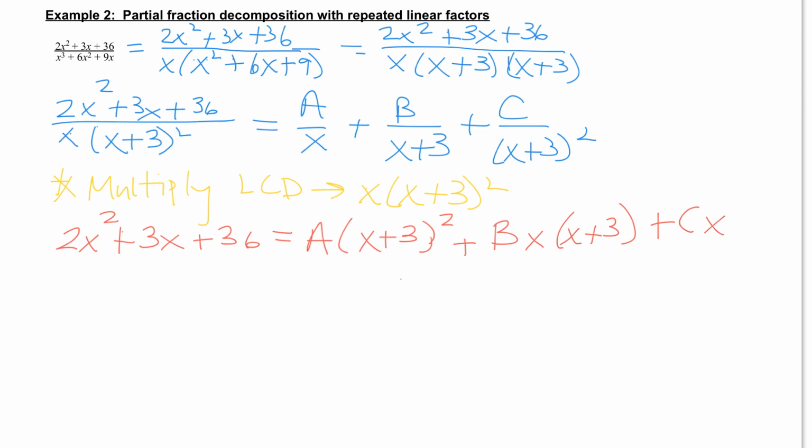Now I can move around everything on that right-hand side. So the first thing I need to do is multiply out a times x plus 3 squared. There's a shortcut in order to solve something that's squared. You can either take it over on the side and do x plus 3 times x plus 3, or you can learn the shortcut of squaring something. I'm going to go through that shortcut with you.